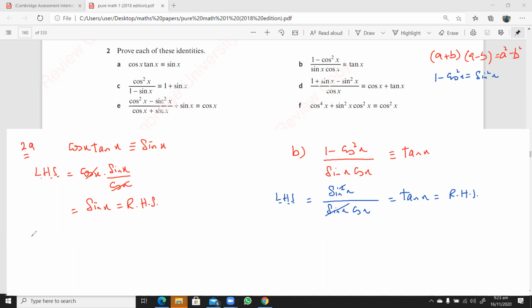That is being applied in this part E, or even in this part C. Look at this, the a square minus b square thing. It says cos square x over 1 minus sin x. We have to show that this is same as 1 plus sin x.